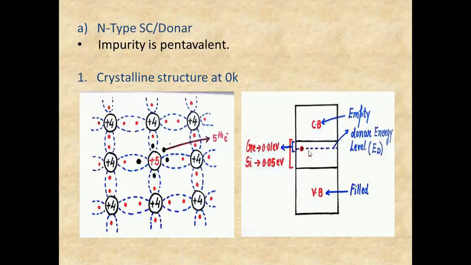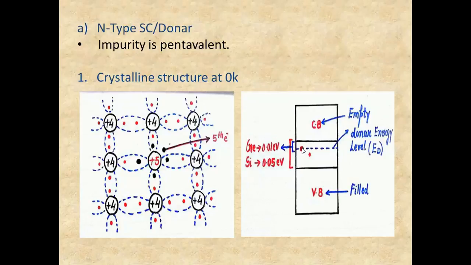At 0 Kelvin, the fifth electron will be existing in the donor energy level. Whether you have 3 or 4 fifth electrons, don't worry, all the fifth electrons will be existing in this donor energy level, in this blue line. I have given you this example, just talking about one in this figure, so this one is stuck in your donor energy level.